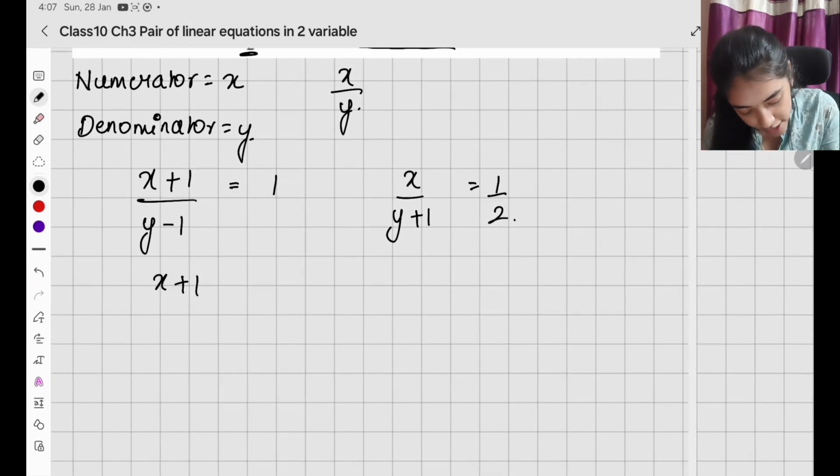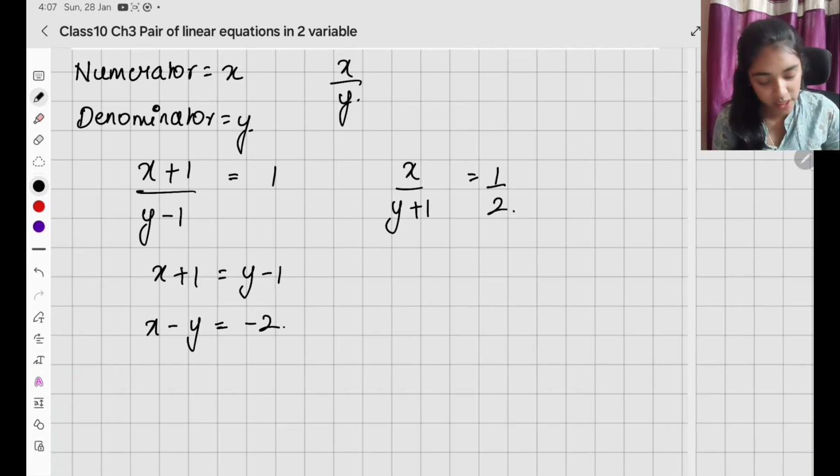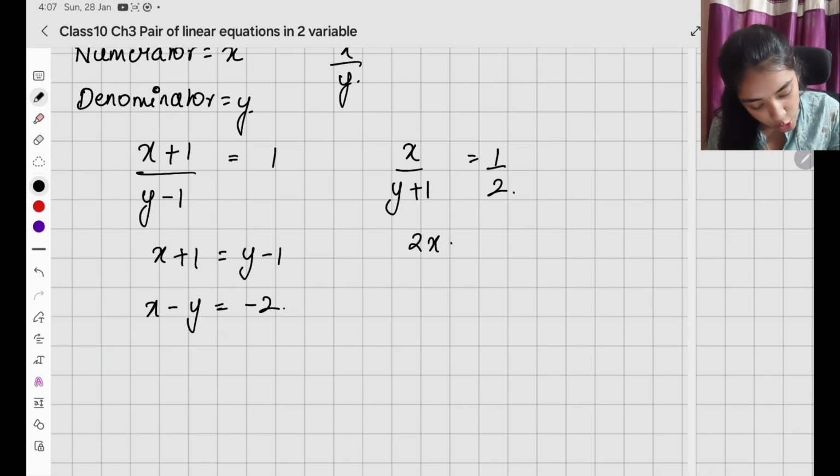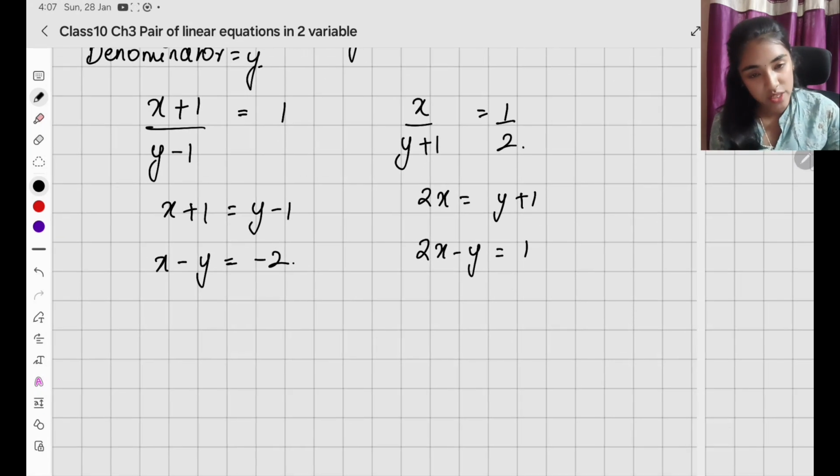So we have x plus 1 equals y minus 1. So we have x minus y equals minus 2. So this is one equation. What is the other equation? 2x equals y plus 1 when I cross multiply. So I have 2x minus y equals 1. So these are the two equations.